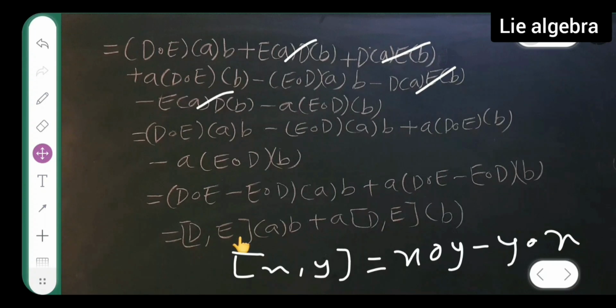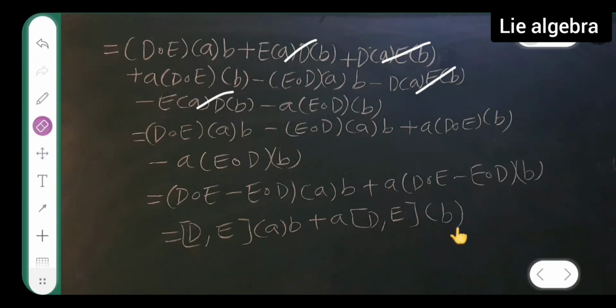So in this form, I have to write the Lie bracket of D comma E into this A B, in the bracket I'll put, plus A as it is. Then what is this? Again I have to apply this. So it is also the Lie bracket of D comma E of B, right? Let me rub this part.